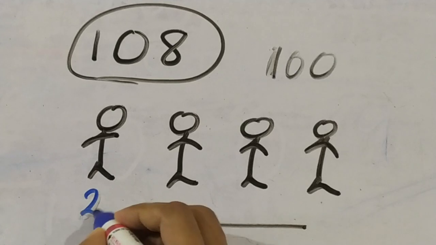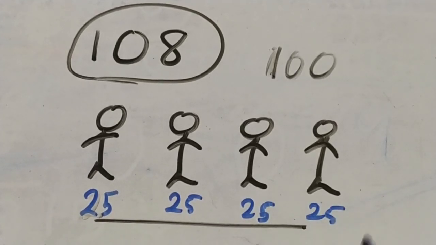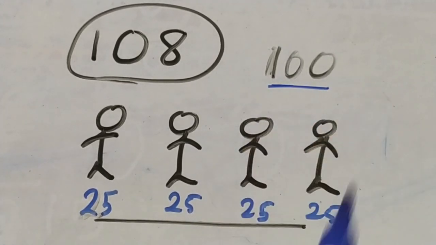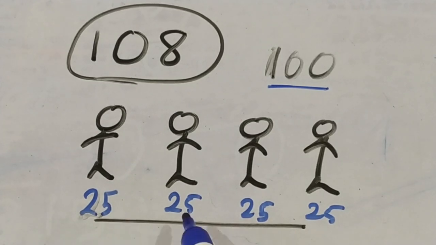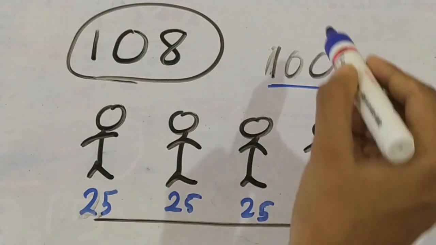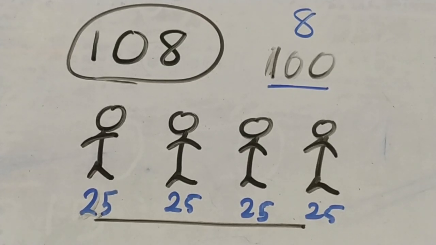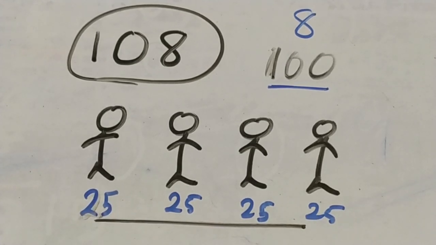So when you give 25 gooseberries to each of these children, you have given a total of 100 gooseberries. Now how much is left? 108 is the total, so the balance 8 is also there. 8 gooseberries are left, and we want to divide these 8 among the 4 children.